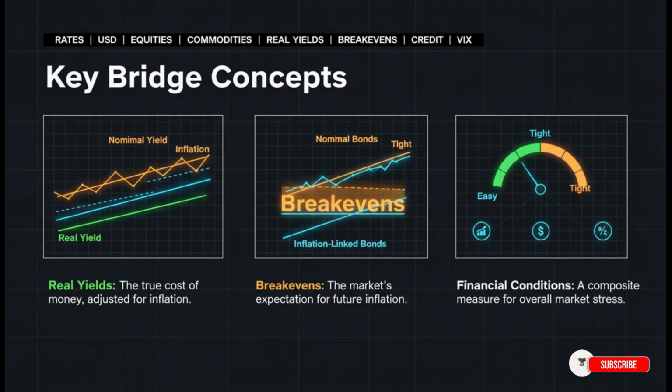We've already met real yields and break-evens. The third one is financial conditions, which is just a handy index that bundles up rates, the dollar, and the stock market into a single number that tells us how easy or tight money is. And markets move based on changes in these conditions.